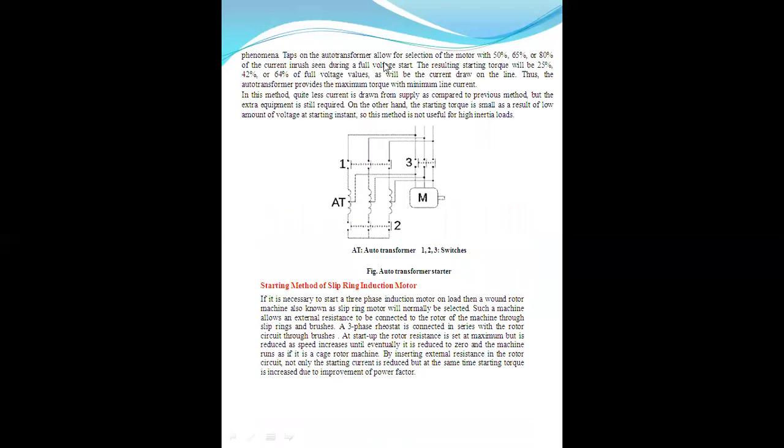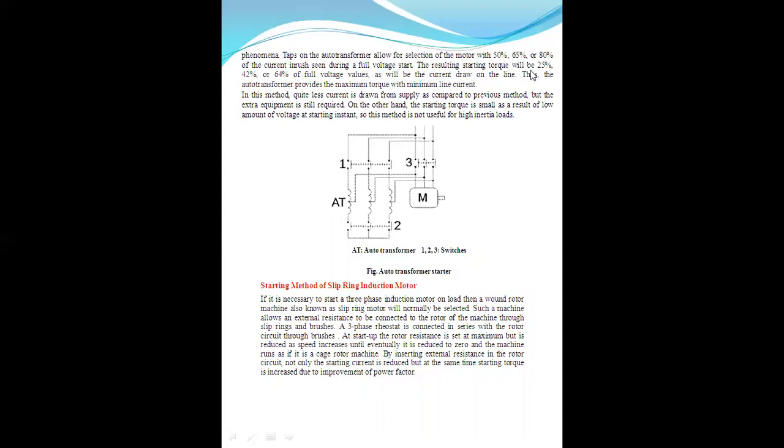Taps of the autotransformer. This is a general autotransformer connection where AT is the autotransformer and 1, 2, 3 are transfer switches. The taps on the autotransformer allow for selection of motor voltage at 50%, 60% or 80%, reducing the inrush current seen during a full voltage start.